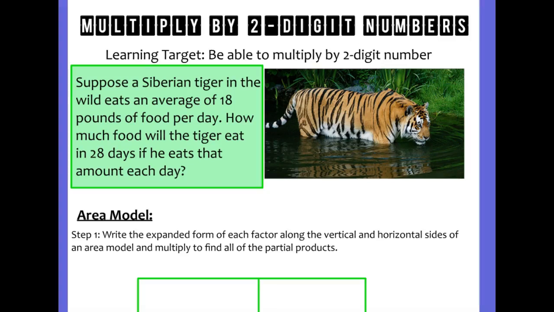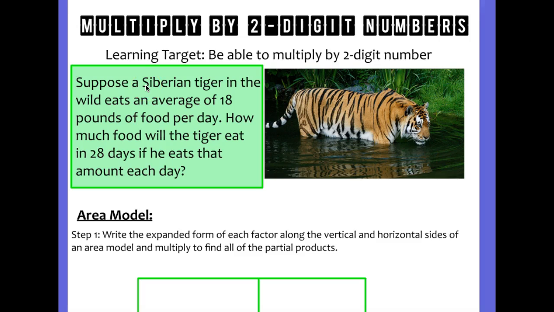Hi everyone, today we're going to be talking about multiplying by two-digit numbers. And when we're talking about multiplying by two-digit numbers, our target or our learning goal for you all today is that you will be able to multiply by two-digit numbers. Okay, we're going to start our practice off by looking at a word problem.